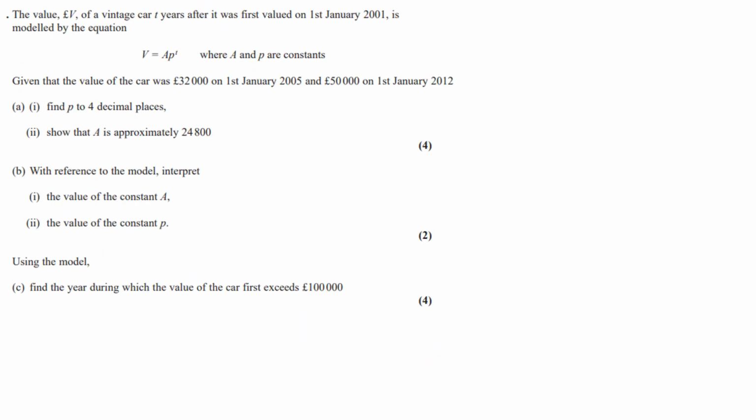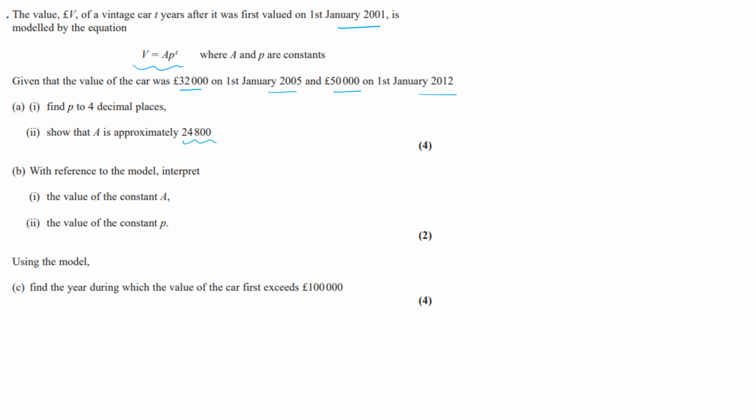Here's a question on exponential modelling. The value V of a vintage car, t years after it was first valued on the 1st of January in 2001, has this equation here. Given that the value of the car was 32,000 on the 1st of January 2005 and 50,000 in 2012, find p to 4 decimal places and show that a is 24,800 approximately.